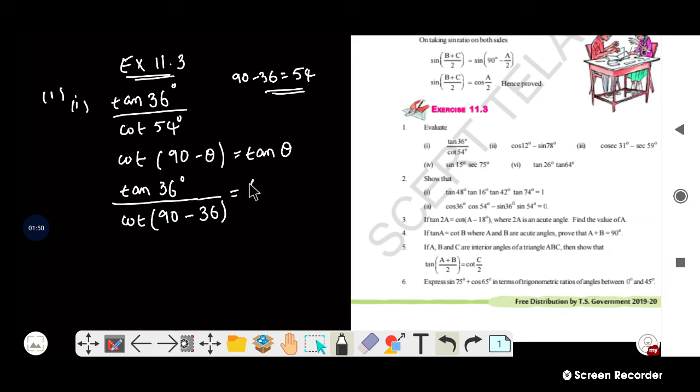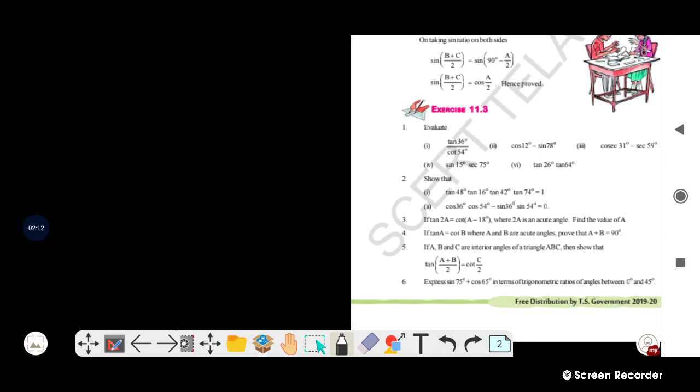Then tan 36 as it is in above, divided by cot 90 minus 36, which means tan theta, tan 36 now. So both are cancelled, then it will be 1. What is the answer? 1. Go for the next question.